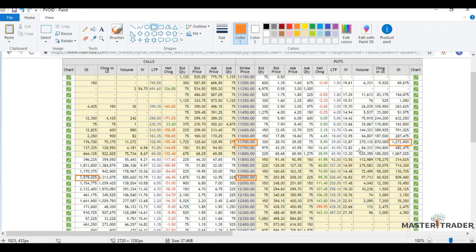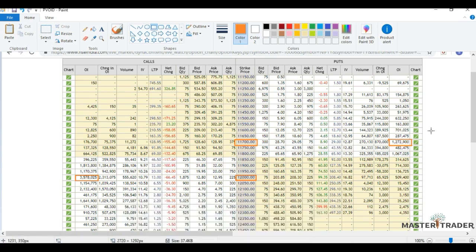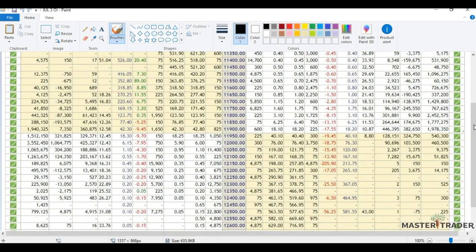Okay, so let me take you through three days of data along with charts to see how things work and how we can combine the two. Okay, so let's start from here. Let's call this day 1, right?